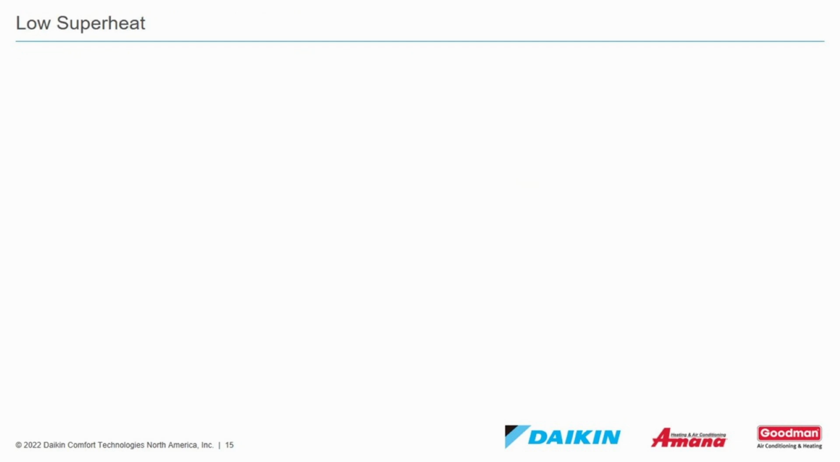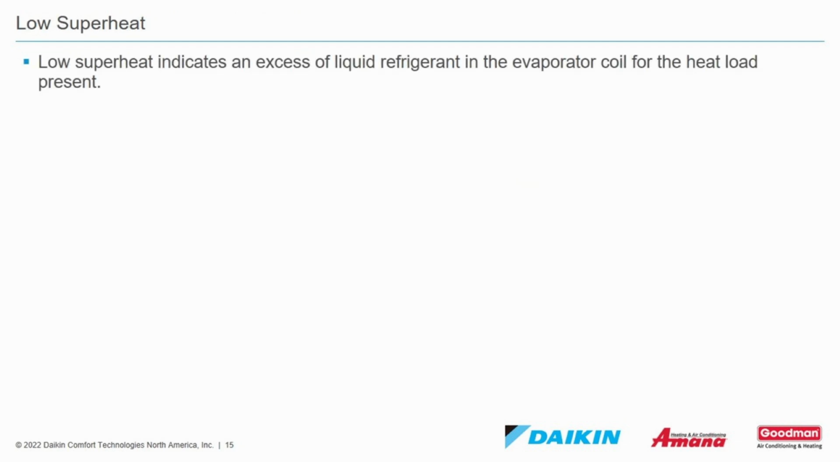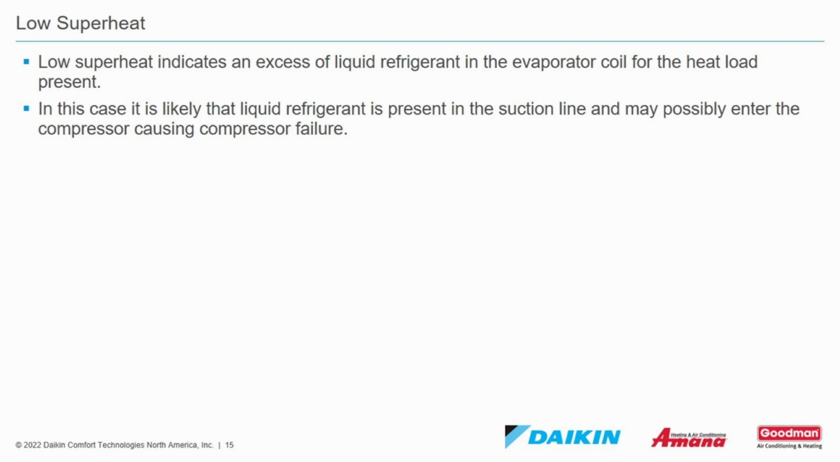Low superheat. Low superheat indicates that there is an excess of liquid refrigerant in the evaporator coil for the heat load that is present. In this case, it is likely that liquid refrigerant is present in the suction line and may possibly enter the compressor, causing compressor failure.